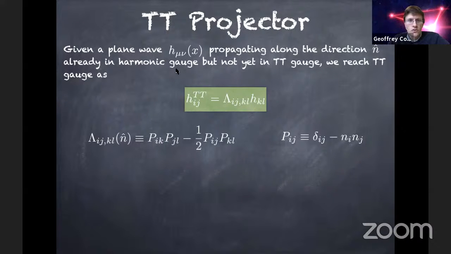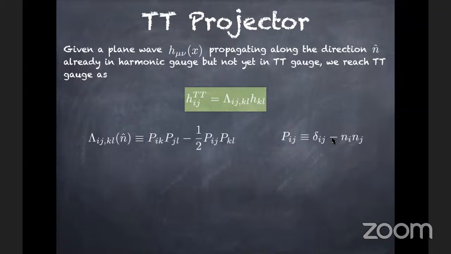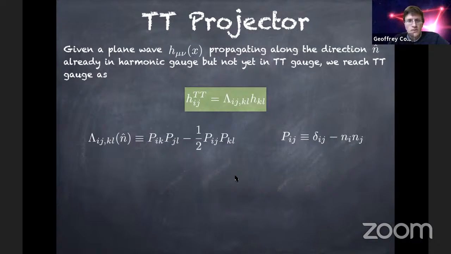projection. So once you have a plane wave, which is in transverse gauge, which is this harmonic gauge, but not yet in TT gauge, you can reach the TT gauge by acting with this projector. So this projector is built in this way using n as a propagation direction, where n_i is the set of unit vectors on the two-sphere.